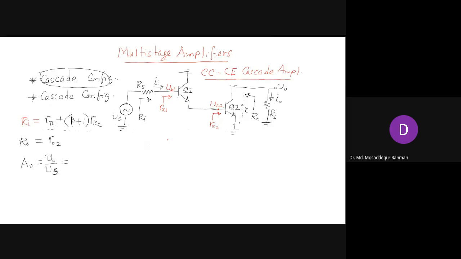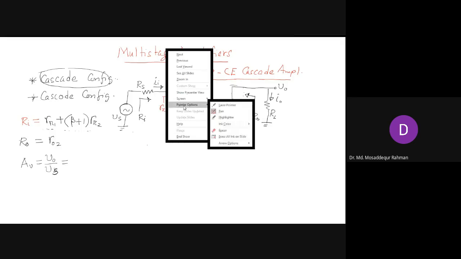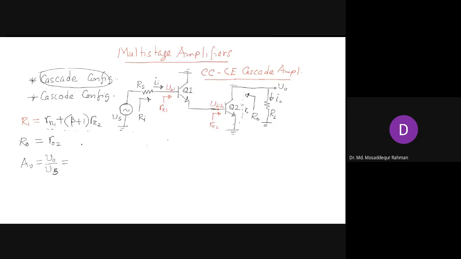Now the voltage gain, V0 by VS, we can split it up like this: first V0 by VB2, then VB2 by VB1, and finally VB1 by VS. That is how we can express this voltage gain as the product of three gains, since we have a two-stage amplifier. Now we need to determine these different gain factors individually. Let's start with the first one, V0 by VB2.